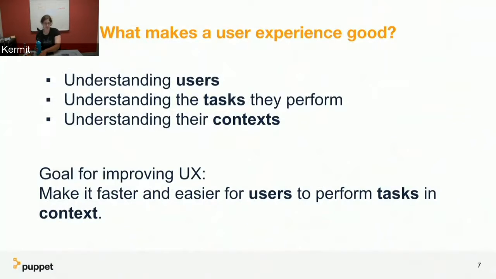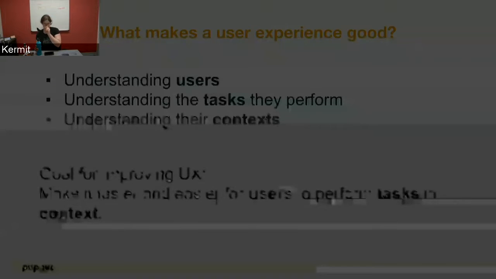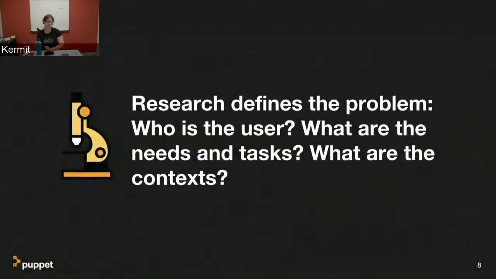Then what is the research side of that? So research defines the problem. Research allows you to answer questions like, who's going to use this? What do they need? And what are the contexts they're using it in? This is a very broad picture of research, and I think that overview is helpful.